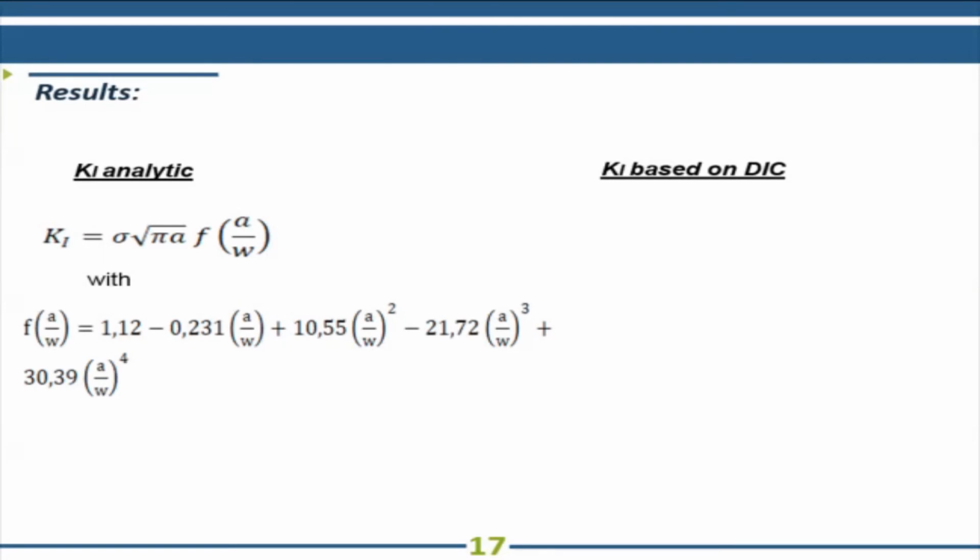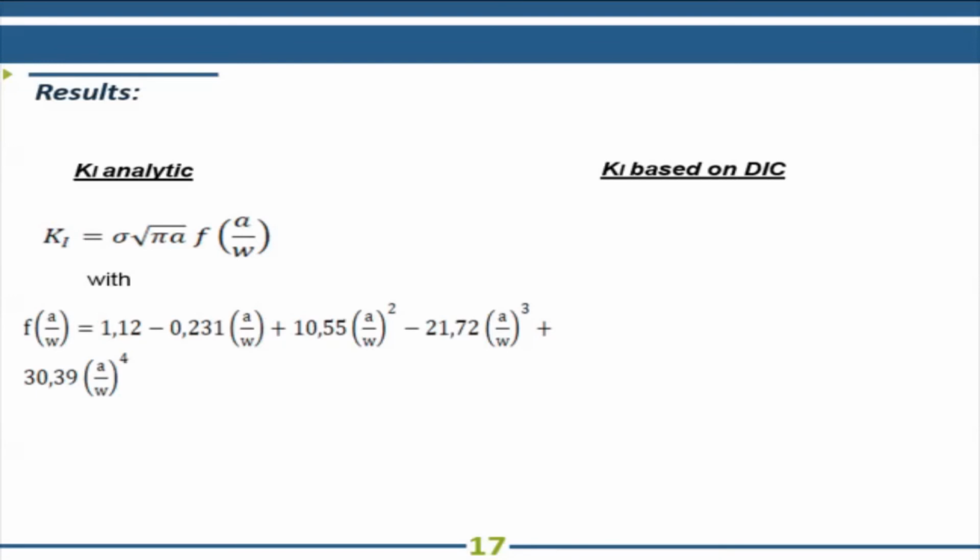In this slide, we will present the formulas for calculating the analytical and DIC stress intensity factor. In general, there are two methods for estimating analytical stress intensity factors: the extrapolation method near the crack tip and the method that uses the energy released during crack propagation. In this study, we use the method of extrapolation of displacement fields at the crack tip.